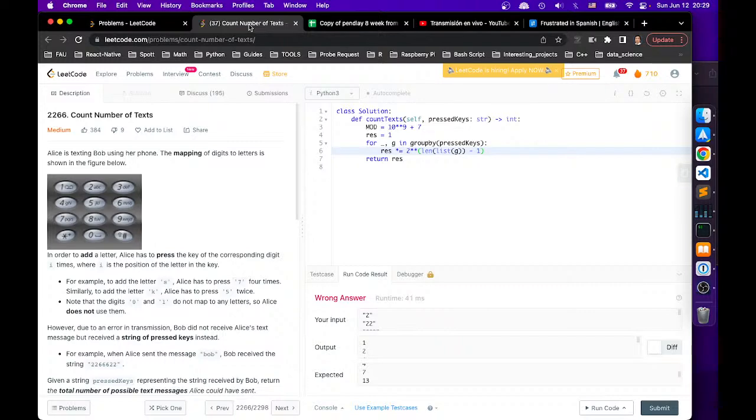So in total, where is my calculator? We can actually calculate by hand. 4 choose 4 plus 4 choose 3 plus 4 choose 2 plus 2. That's 13. All right. Keep going.